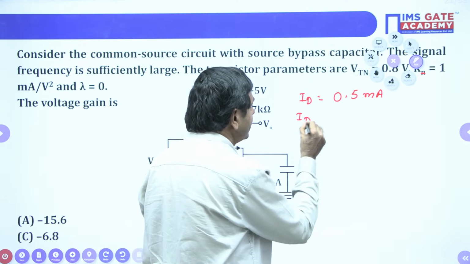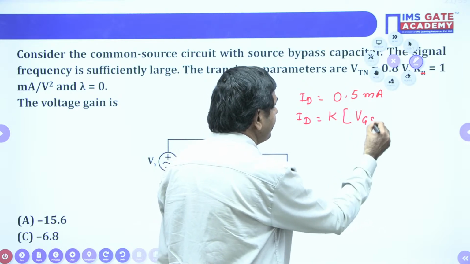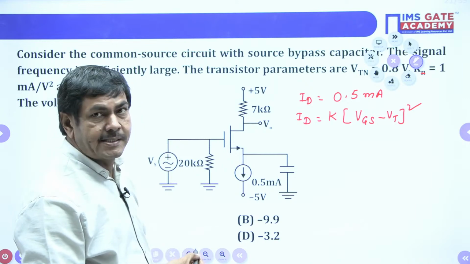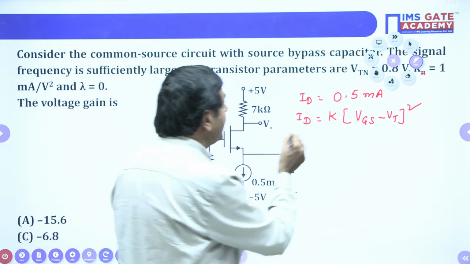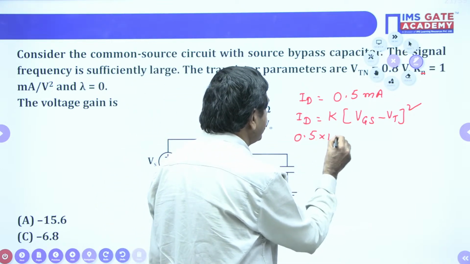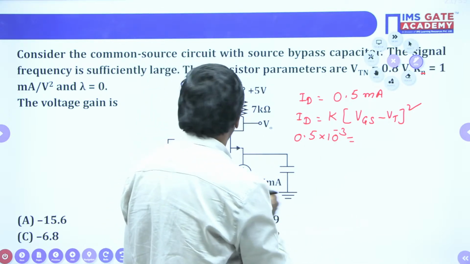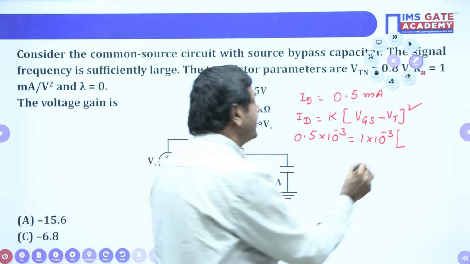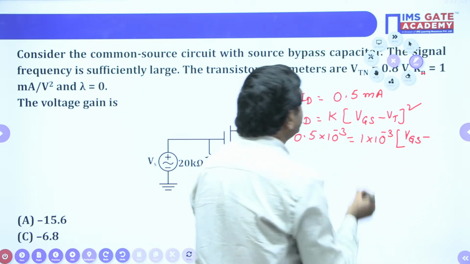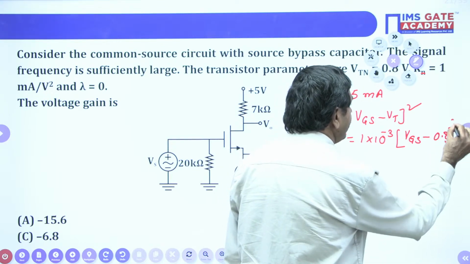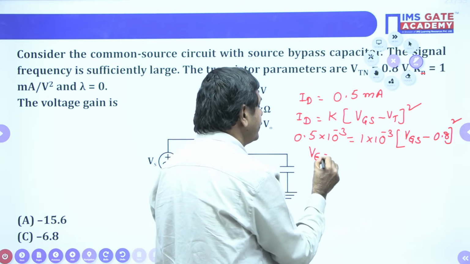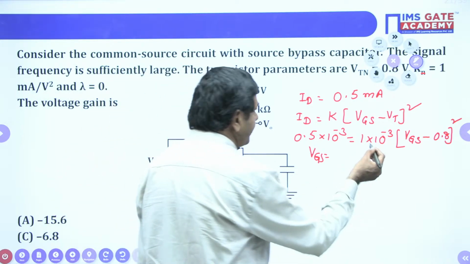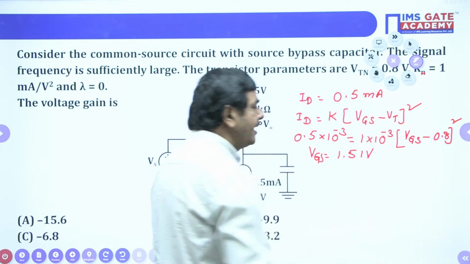So ID equals K into (VGS minus VT) whole square. From this I can find VGS. VT is the threshold voltage, 0.8. ID is 0.5 milliamperes. The K value is given as 1 into 10 power minus 3. VGS we need to calculate. What VGS is possible? Anybody? Simplifying, you will get VGS exactly 1.51 volts.